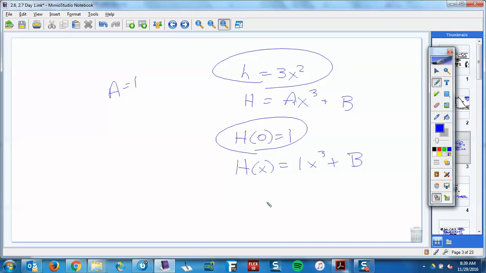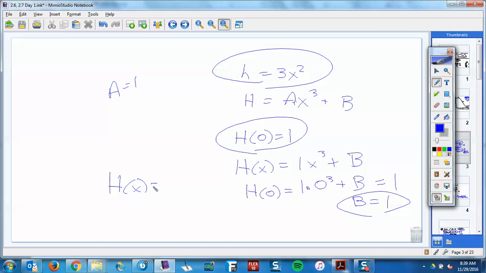But now they told us this. So now that means you just plug a 0 in for x. So 1 times 0 cubed plus b. And they said that's got to equal what? That's got to equal 1. So let's just plug a 0 in for x, and that's got to equal 1. Well, 0 plus b, so we get b equals 1. Okay? So what that tells me is my function is x cubed plus 1. That's my function h. Okay?